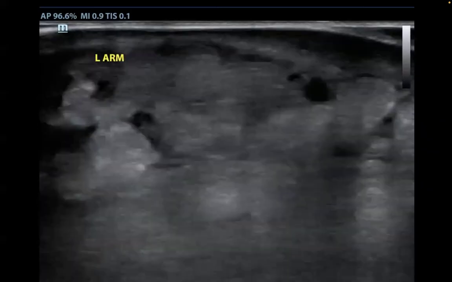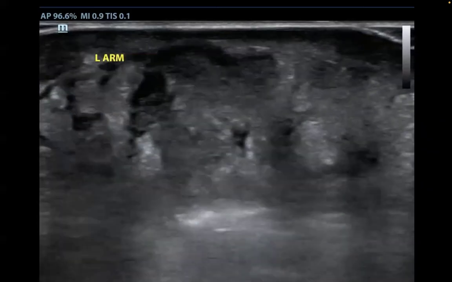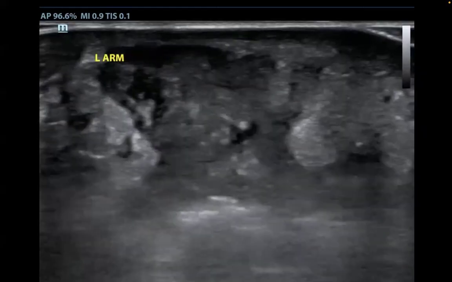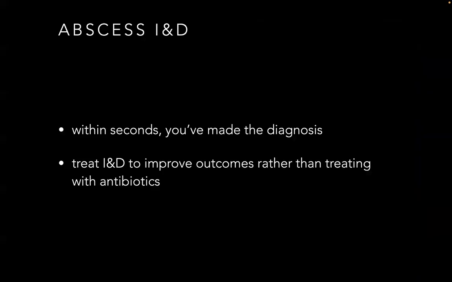However, once you place the probe right on the patient's skin, you see an irregular cavity that is hypo or anechoic, meaning black. As the sonographer pushes on the skin surface, there is movement of contents within the center of the cavity, otherwise known as the swirl sign or a pus-stultus. And this confirms an abscess. And so you treat the patient appropriately with an incision and drainage rather than treating with antibiotics, and you have the right diagnosis.